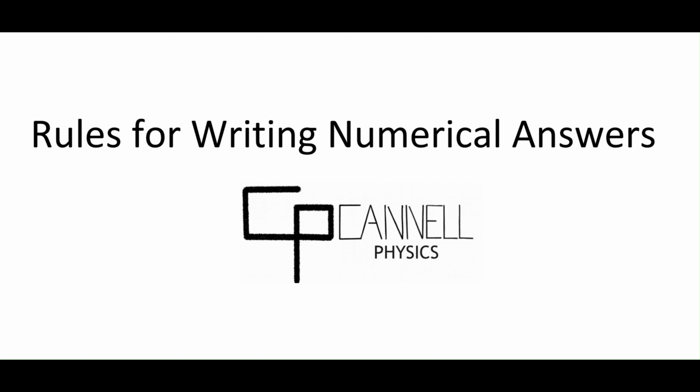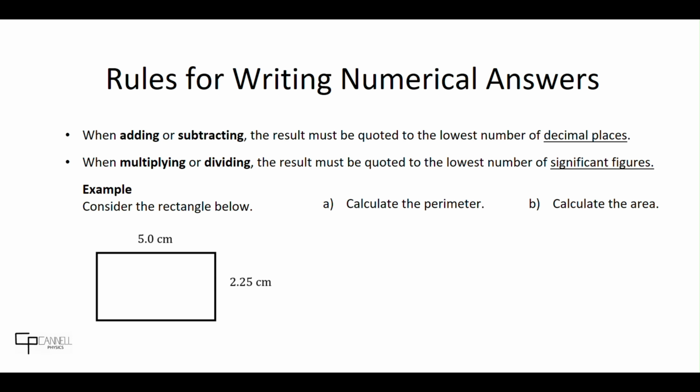Today we are looking at rules for writing numerical answers. When writing a numerical answer in physics, it's important to think about how many digits we write down. And the number of digits we write down depends on the operation or operations we perform. So the first dot point reads, when adding and subtracting, the result must be quoted to the lowest number of decimal places, and when multiplying or dividing, the result must be quoted to the lowest number of significant figures.